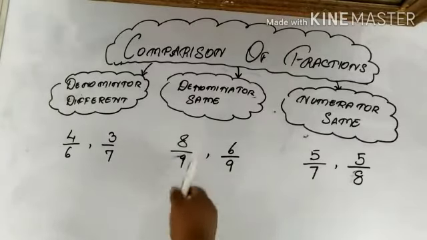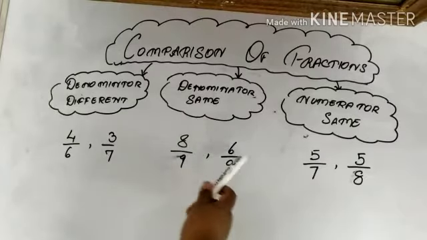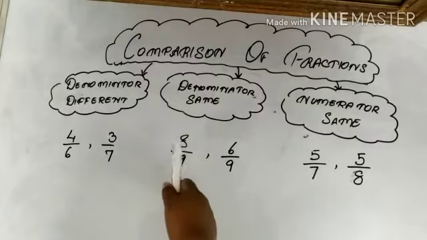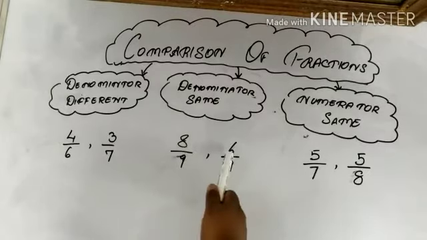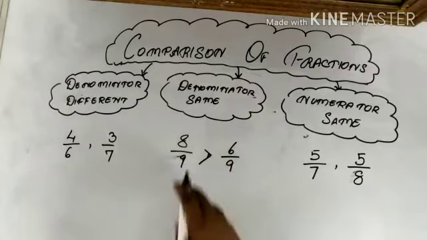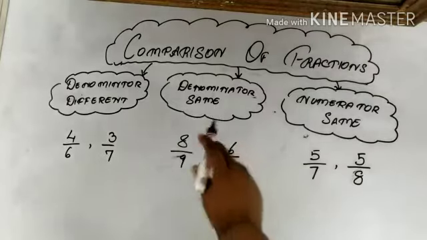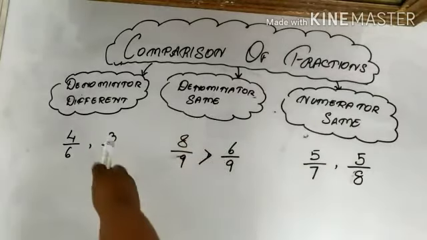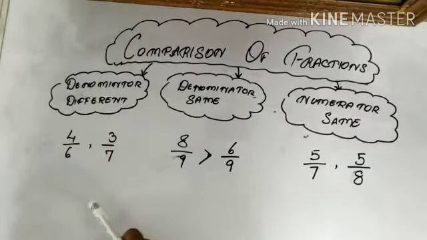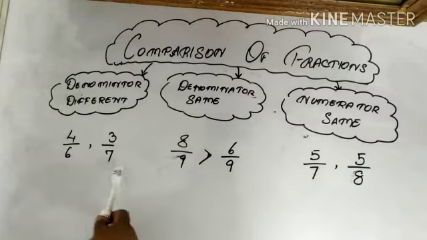So in this case 8 by 9 and 6 by 9, whichever numerator is greater, that fraction is bigger. Which numerator is bigger, 8 or 6? 8. So we can say 8 by 9 is greater than 6 by 9. In the second situation, the denominators are different, for example, 4 by 6 and 3 by 7. In this, the denominators are different.